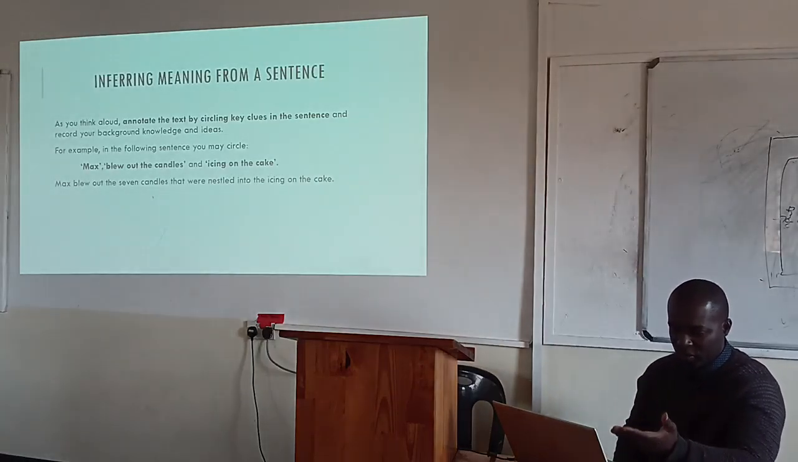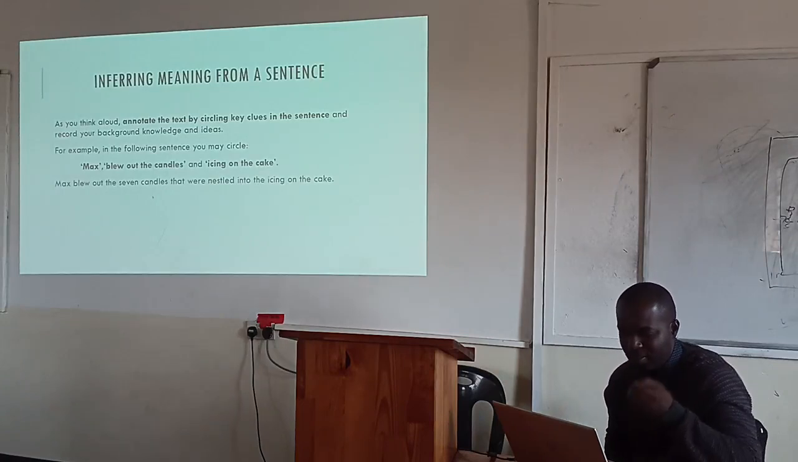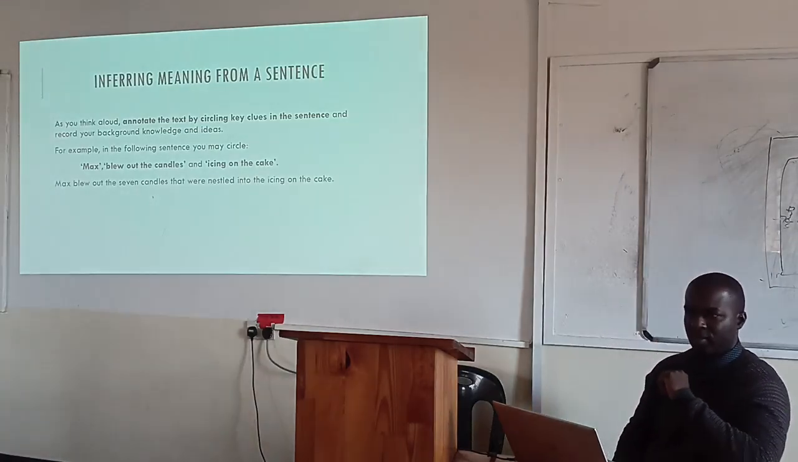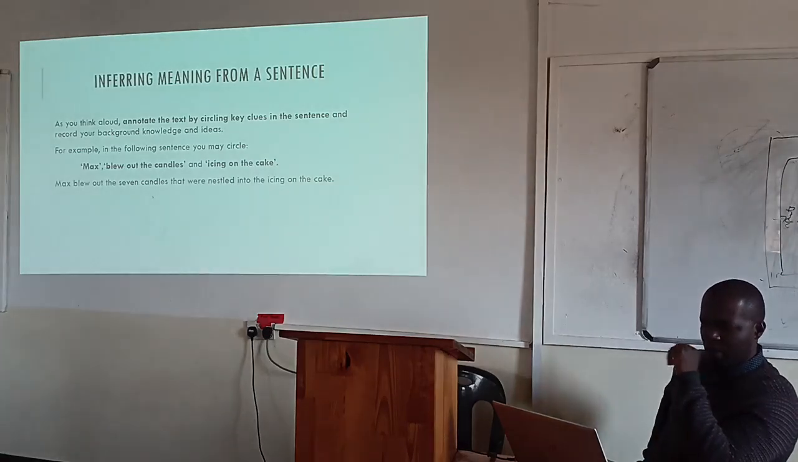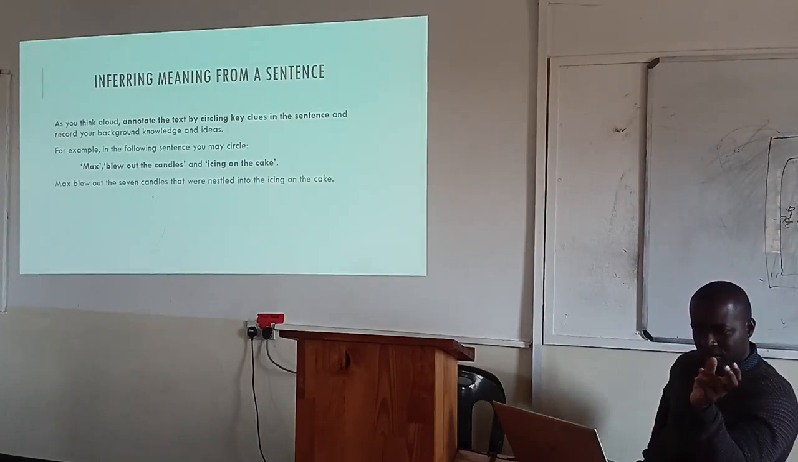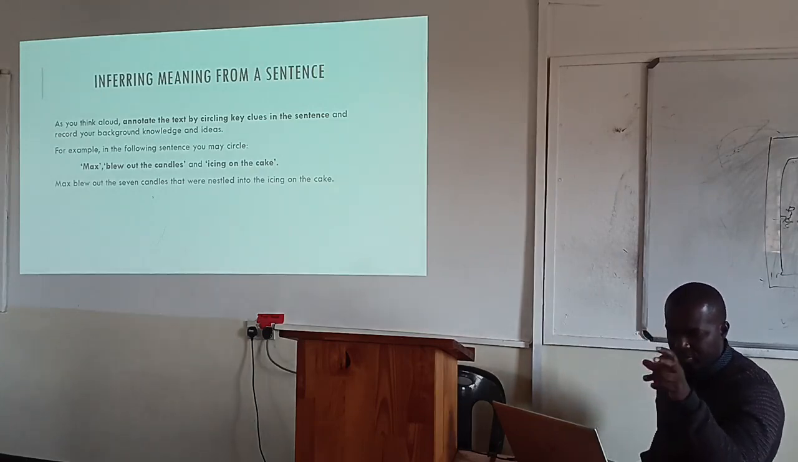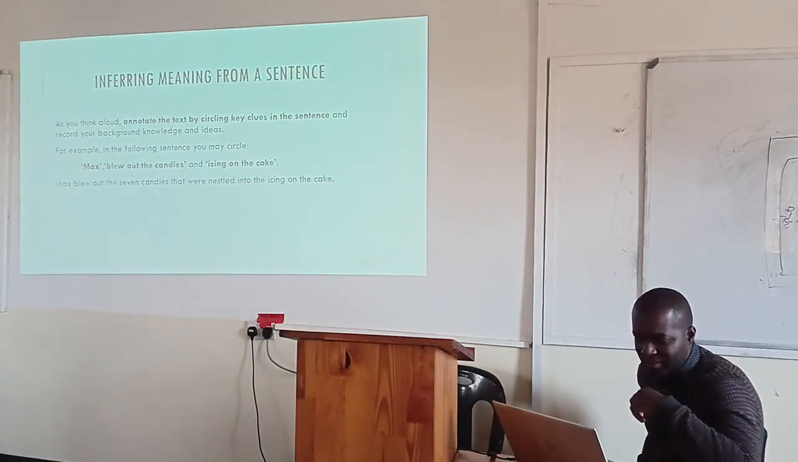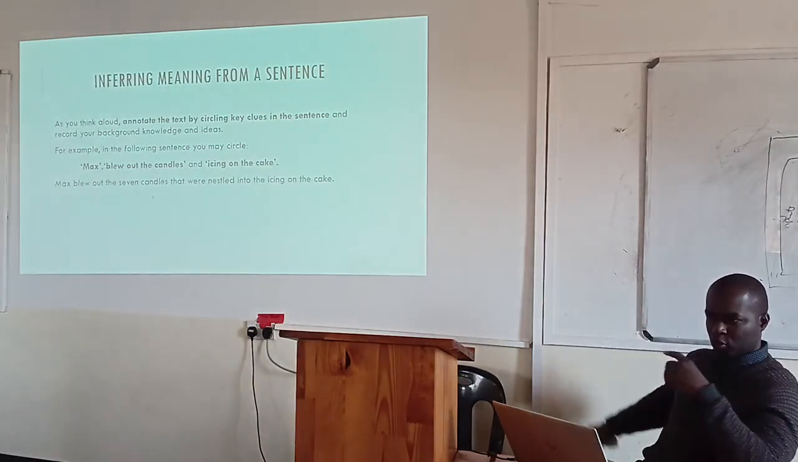There's a gentleman called Max who blew out the 7 candles that were nestled into the icing on the cake. So you'll be thinking, okay, what are the keywords in here? There's Max, right? Then there's "blew out the candles," which is another keyword. And there is "icing on the cake." So you're going to connect.